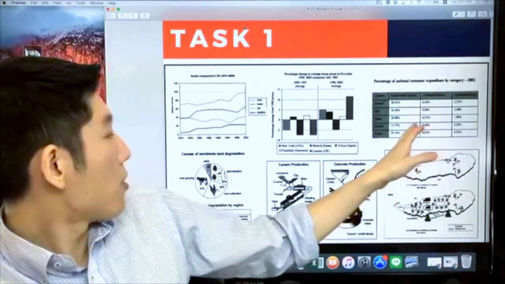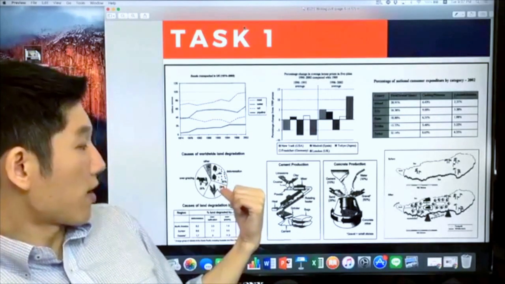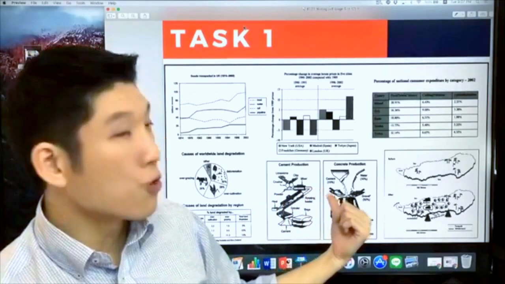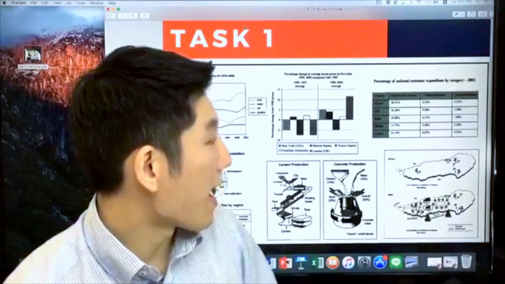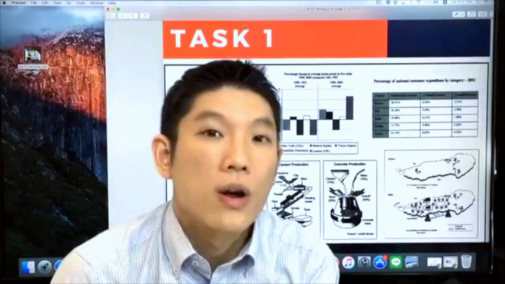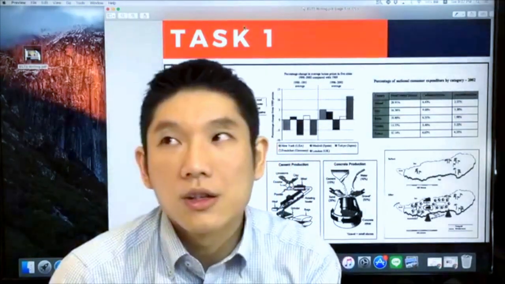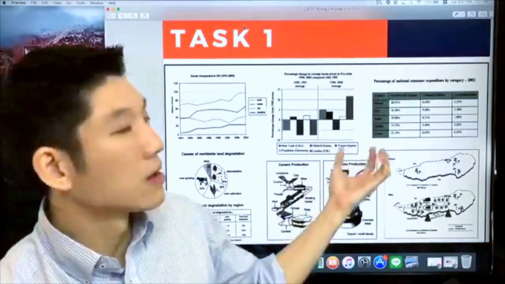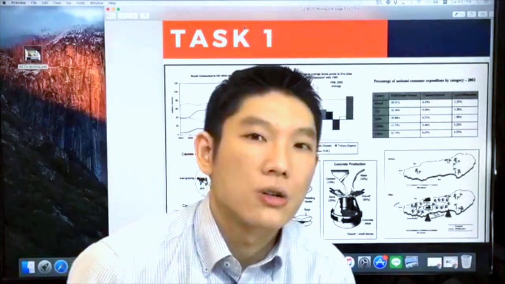And then you have tables. You have, what is this? You have a pie chart with a table. And then you even have a flow chart. And then you even have maps. So there are 6 types of task 1 graphs that you may encounter. Are there more? I think there is a type 7 because sometimes they mix different graphs together. So you may get a combination graph.